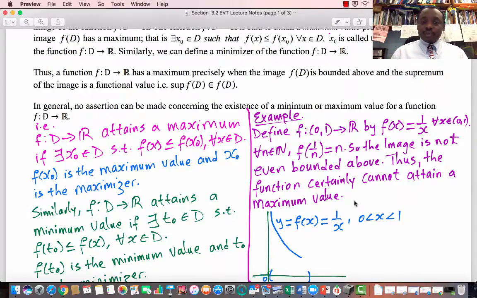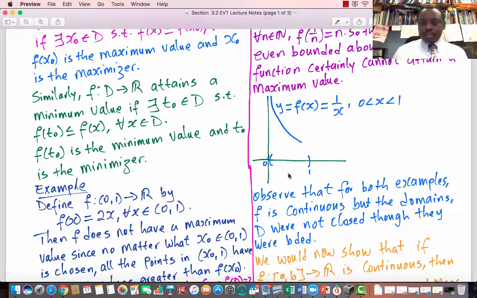So this is an example of a function that is continuous on a bounded interval, and the image set is not bounded and therefore does not have a maximum. So in the first case, f was continuous on a bounded interval, the image set was bounded, but it did not contain a maximum nor a minimum value. In the second case, f is continuous on a bounded interval, the image set is unbounded, and therefore it does not attain a maximum value. So when can we be certain that if f is continuous, then it attains a maximum and or a minimum value? This is the picture for the second example, that is f of x on (0, 1).